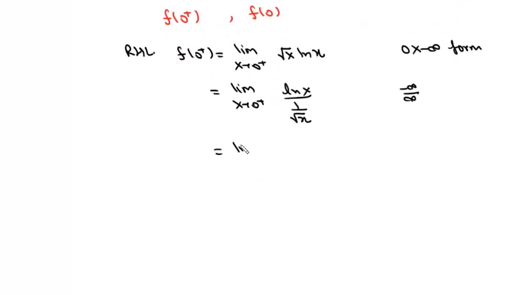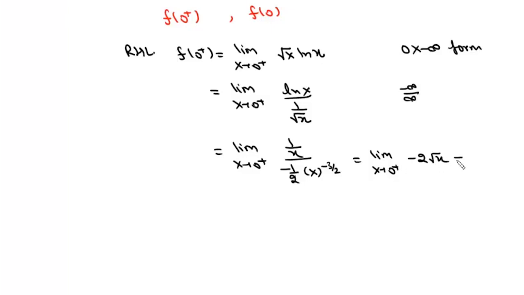So it will be this limit, x tends to 0 positive, and this is 1 upon x, and here it will be 1 by 2 x to the power minus 3 by 2, which is this limit, x tends to 0 positive minus 2 under root x, and if we put x as 0, it will be 0. So the right hand limit for this function at x equal to 0 is 0. And it is given in the question f(0) equals 0.